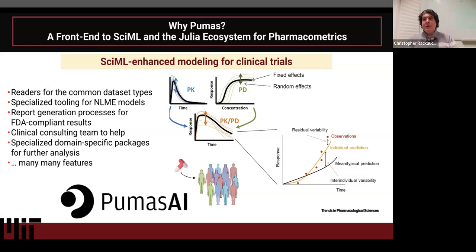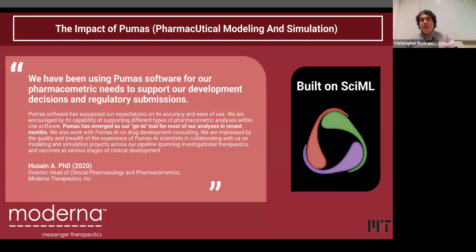This is the Pumas.jl nonlinear mixed effect system that then spawned this business around it, where we can actually fund, through the business and the software, the work with the FDA. We run trainings, we teach the FDA, we can make it compliant with all the regulations, and then have a support team for the companies to be able to use it, right? And we've been quite successful in that aspect.